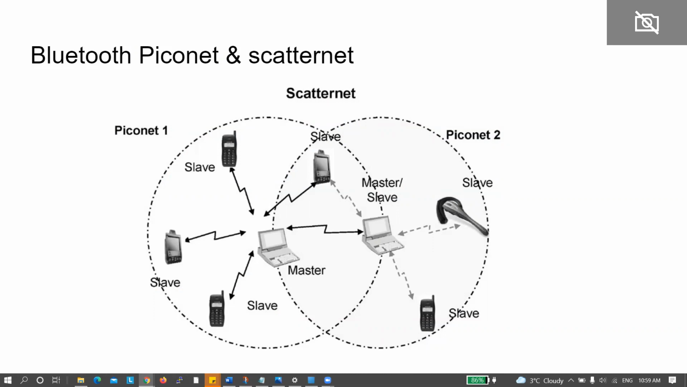Scatternet is a part of a Piconet, but once it's connected to a primary Piconet, it becomes a Scatternet. A Scatternet consists of one master and a master slave, where it can communicate to the different devices using the master as well as master slaves. And in a Piconet, up to 7 active slave devices can be connected.